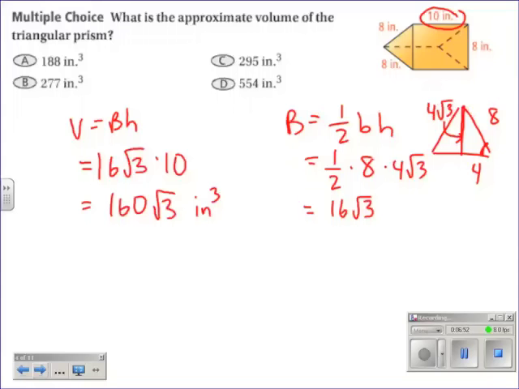Now, as with any multiple choice question, we always have to cross-reference that with our answers. So I'll go to the calculator now. I'll type in 160 times radical 3, and I end up with roughly 277. So my answer for this problem would be letter B.